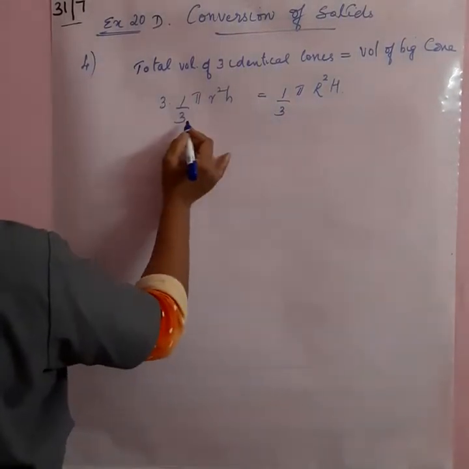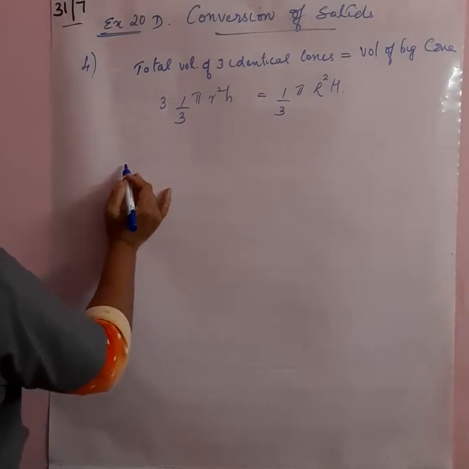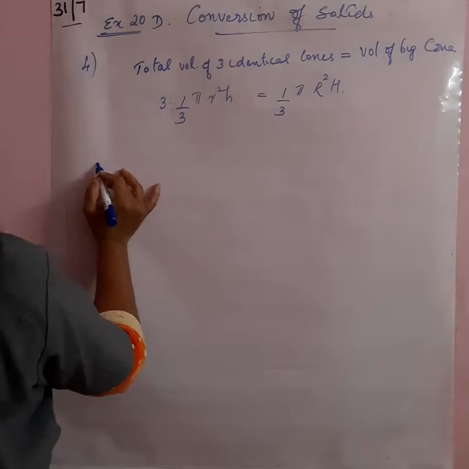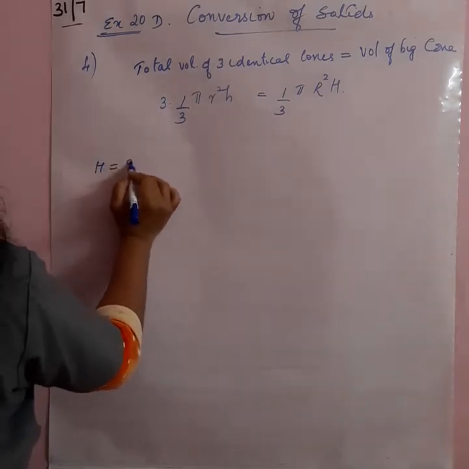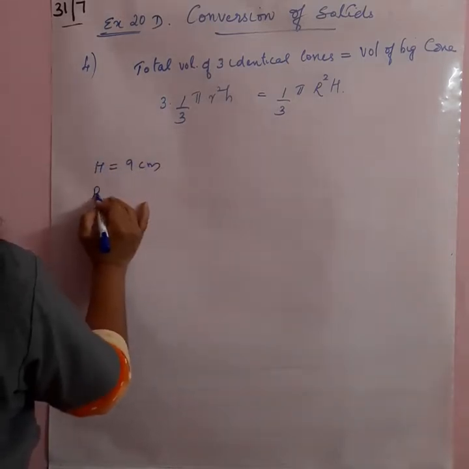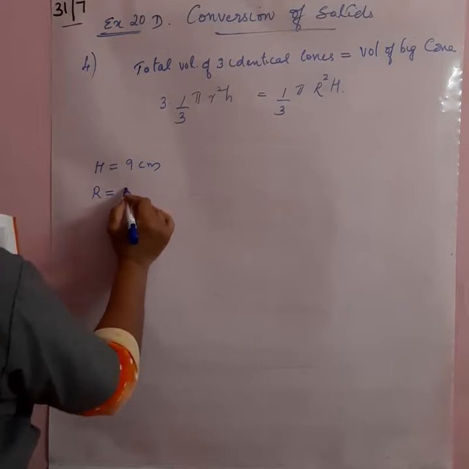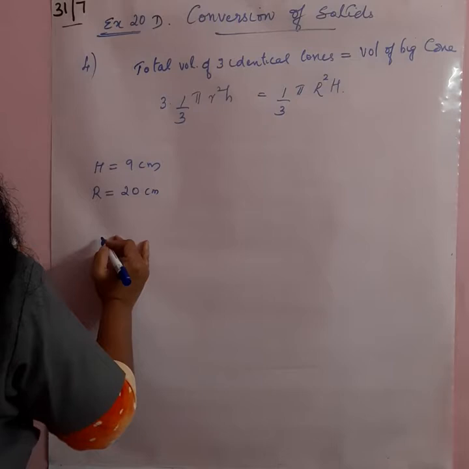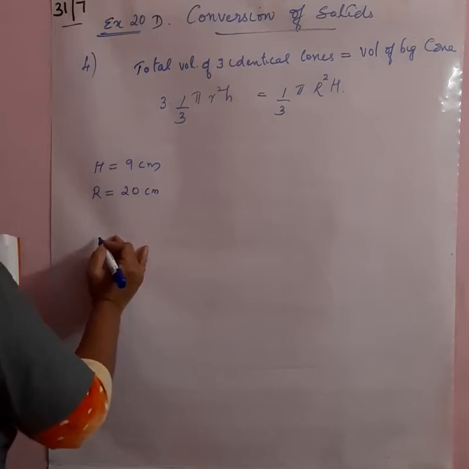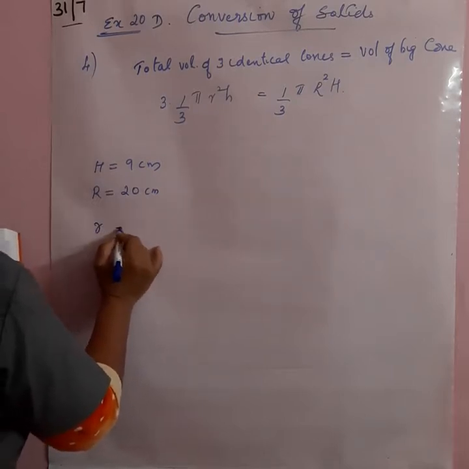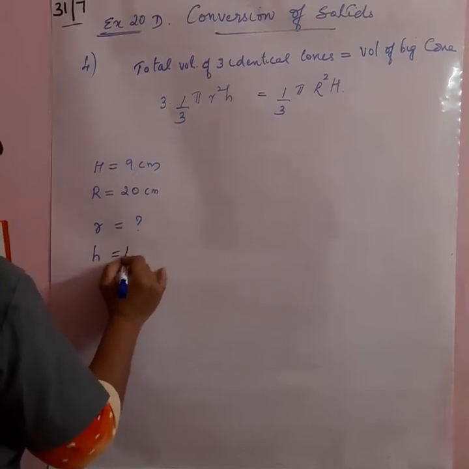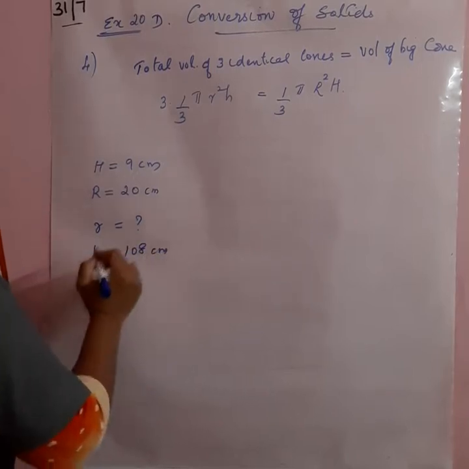Okay, now what is given? Bigger cone whose height is H, so given H is equal to 9 centimeter and diameter is 40, so radius is 20. Now what about the smaller cones' radius and height? The radius of the base of each, that you have to find out, small r, and height is equal to 108 centimeter. Now you can substitute.